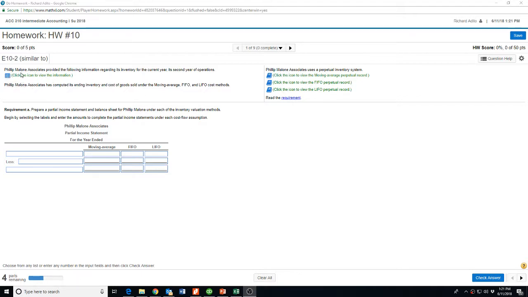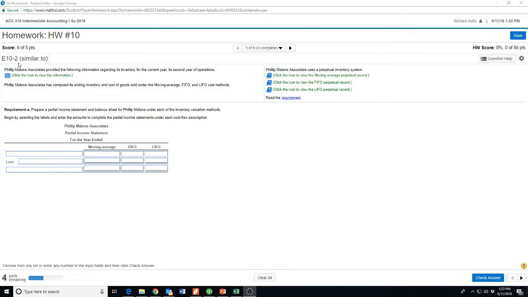The problem says Philip Malone and Associates provided the following information regarding its inventory for the current year, its second year of operations. Philip Malone and Associates has computed its ending inventory and cost of goods sold under the moving average, FIFO, and LIFO cost methods. So it's asking us in this first part to create a partial income statement.